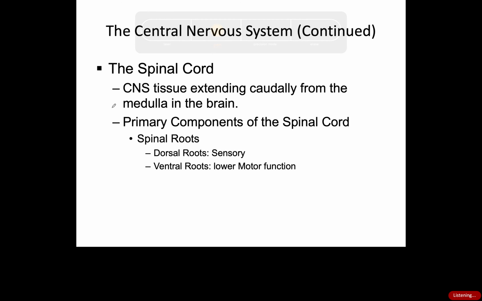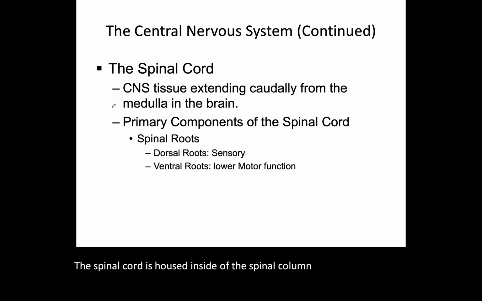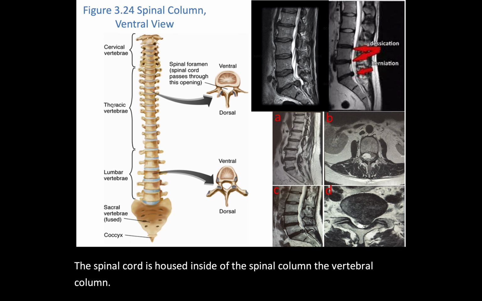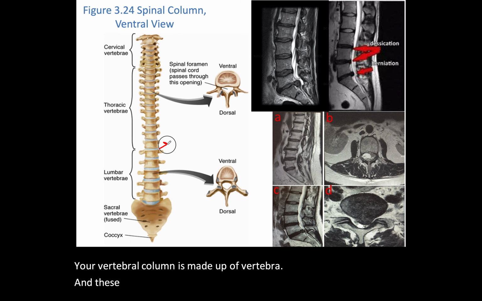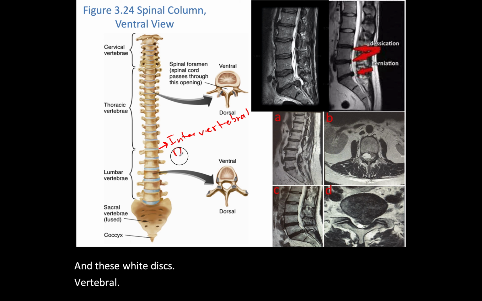The spinal cord is housed inside the spinal column, the vertebral column. Let's take a look at it. Your vertebral column is made up of vertebra, and these white discs, intervertebral discs.